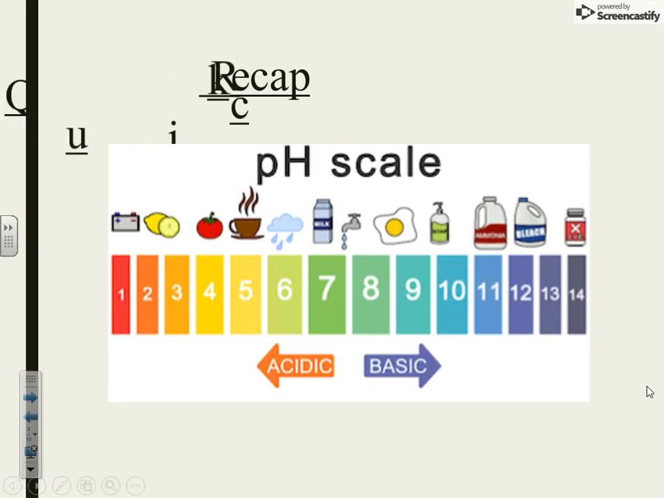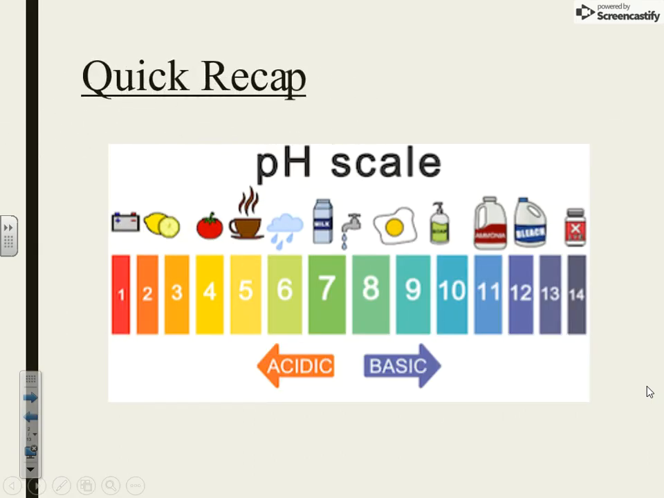As a quick recap, let's look at the pH scale again. Remember that acids are on the left with values ranging from 0 all the way to 7. And then bases are values running past 7, so from 7 all the way to 14.